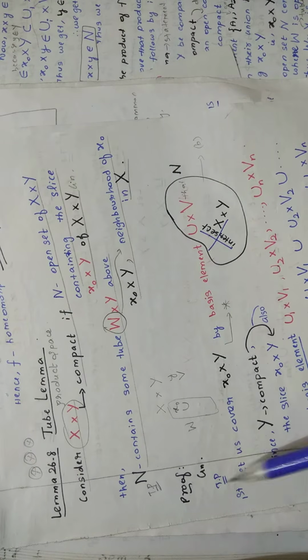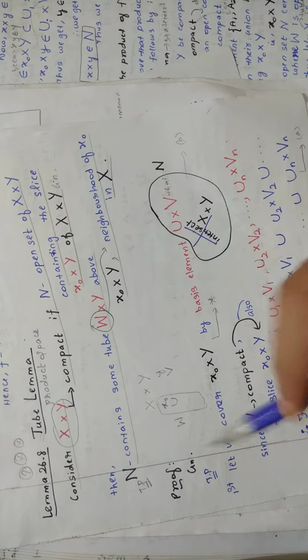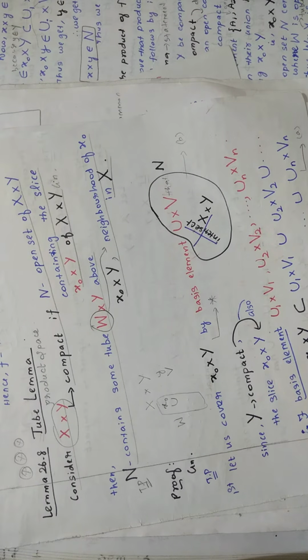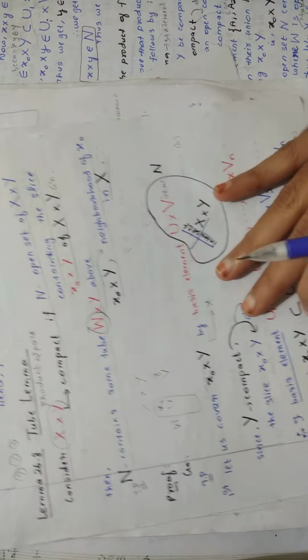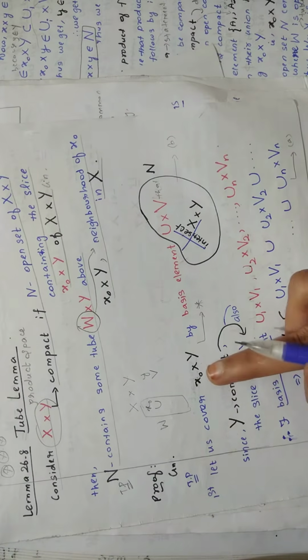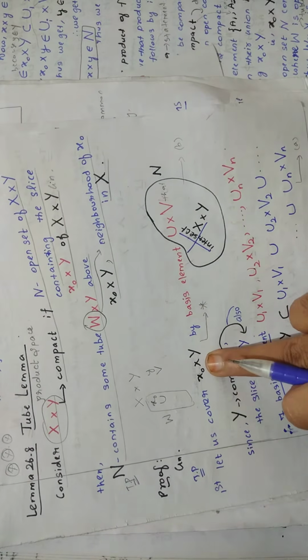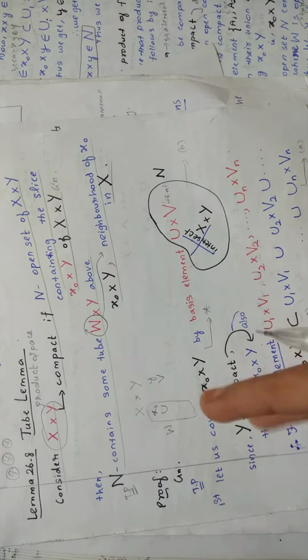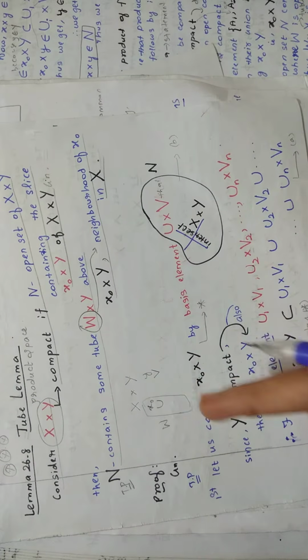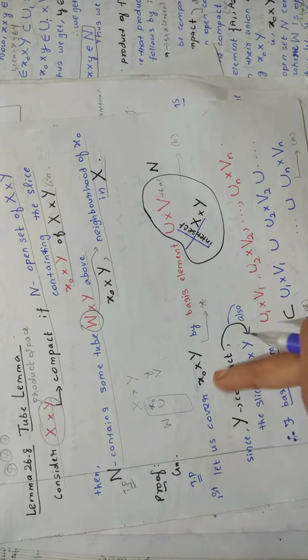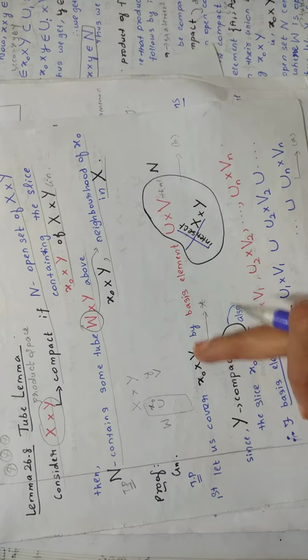This to true. Okay, now in the proof, in the first two lines you are just copying what is in the statement, right? So next, you are going to cover our slice. Okay, this is the slice, right? In the statement you have this slice, you know that. What you are doing is, you are going to cover this slice X naught cross Y.